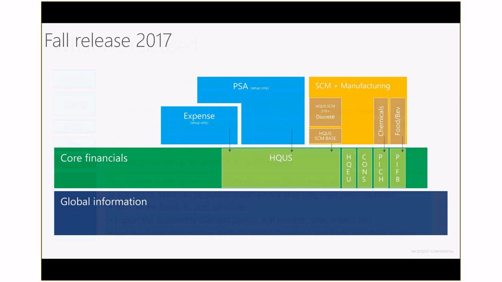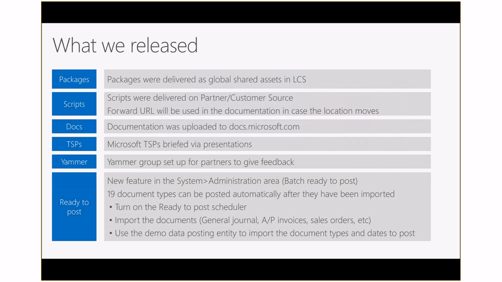So what did we release? We released the packages, 13 packages. They were delivered as global shared assets in LCS. So if you go out to your LCS site, look for global, there's a tile there for global shared assets, and I'll show you where it is. You can find all the packages as global shared assets. I'll show you how they're labeled here in a second so you can find them out there.